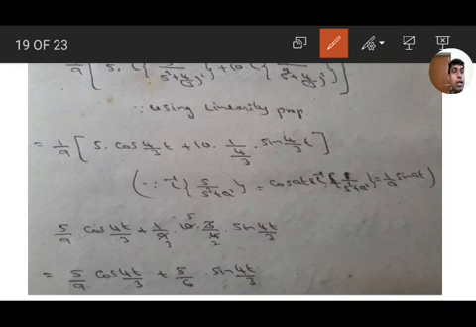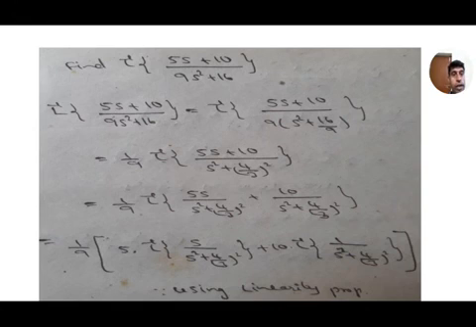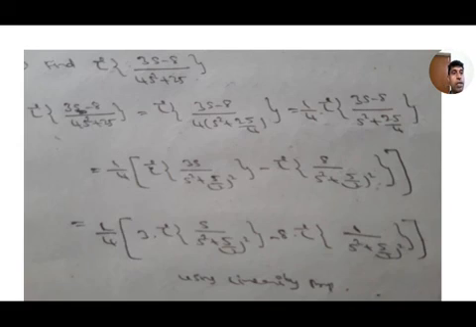Here we need to take 9 as common first, and the remaining are the same. Because here 9 s square is there, and we have the formulas only for s square plus a square. So take 9 as common, then simplify and do the problem. Let us move to the next problem.